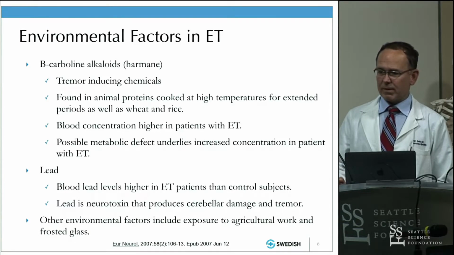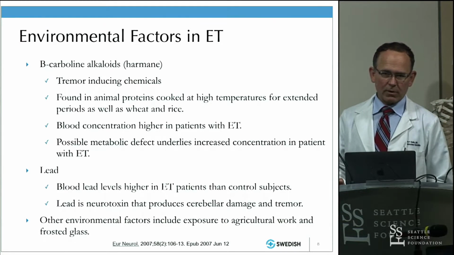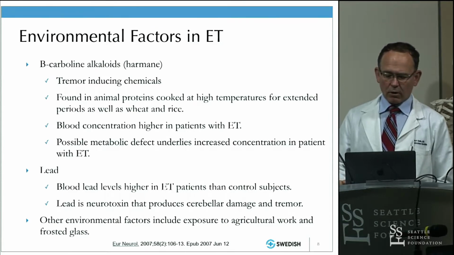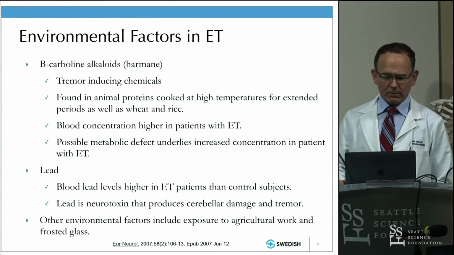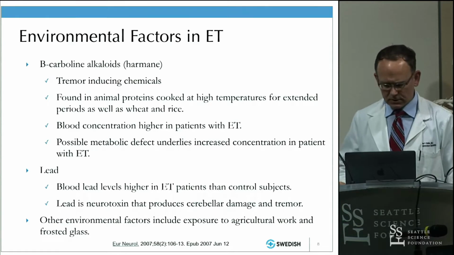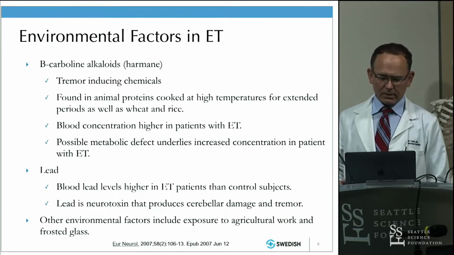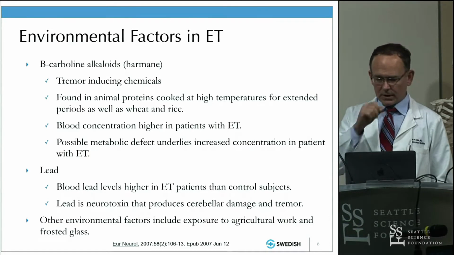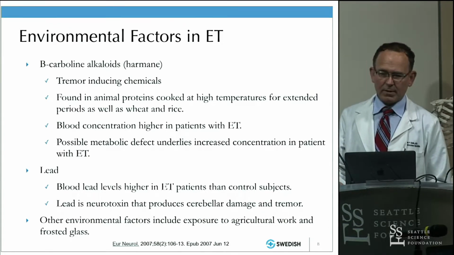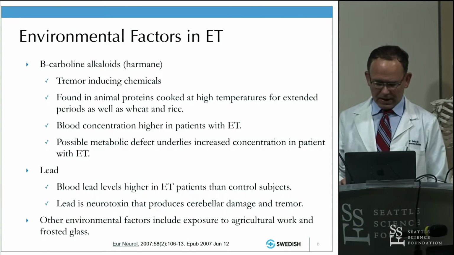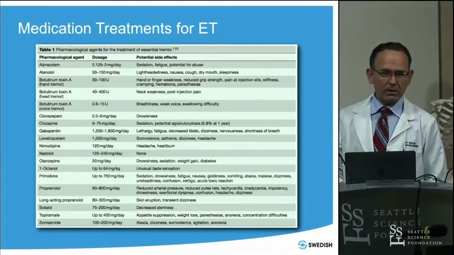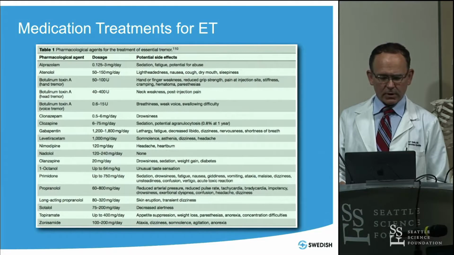There are some environmental factors. Patients with essential tremor have higher concentrations of these harmane proteins, and they're often found in meats that are cooked at high temperatures, so barbecue, and then also with wheat and rice. There may be some sort of metabolic problem in processing these proteins in patients with essential tremor. Also, lead is found in higher concentrations in ET patients, and people that have been exposed to chemicals in agricultural work and frosted glass have been seen to be more likely to have essential tremor.